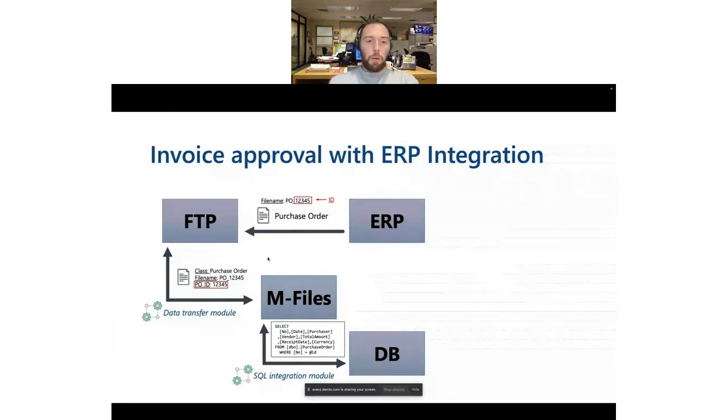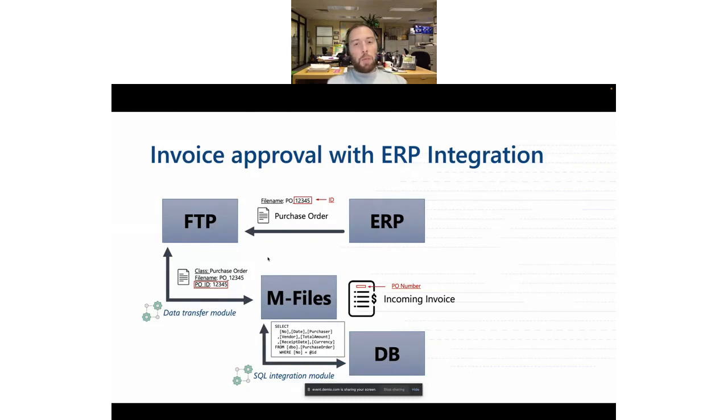Using the data transfer module, we will have that ID in M-Files in the metadata, and we will use that info to gather all the required information that we need for that purchase order. So this is our first step. We have transferred all the purchase orders to M-Files, and now we can start with invoices. So we have some invoice. That invoice has the purchase order number on it, and we will save it to M-Files.